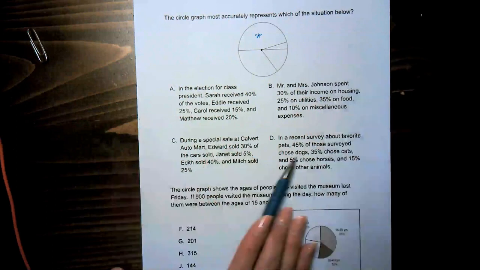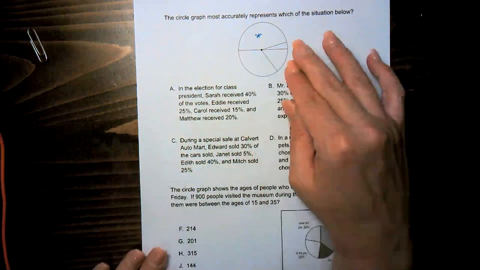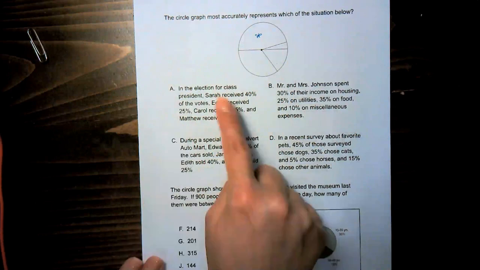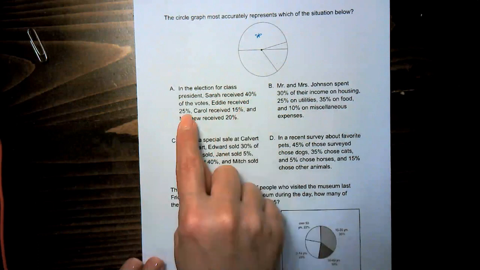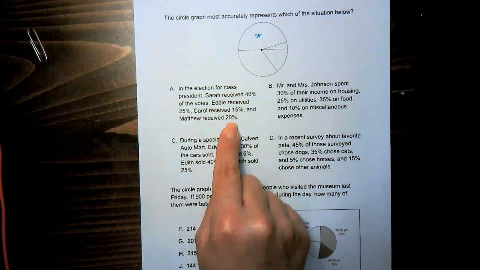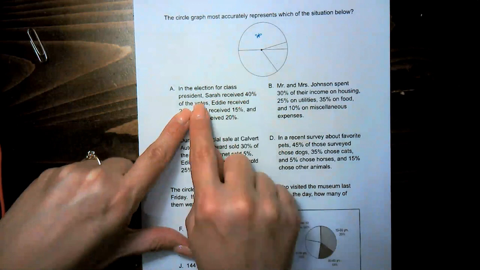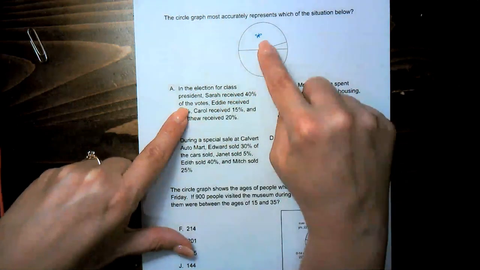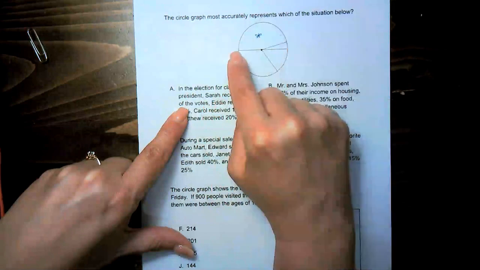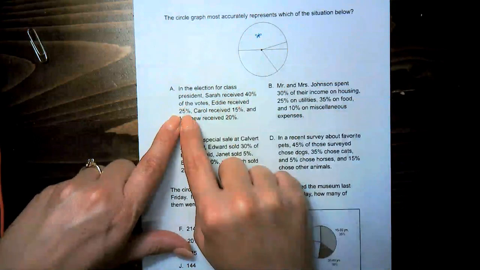So what we want to do is see which of these, A through D, could be represented by this circle graph. So look at A. In the election for class president, Sarah received 40 votes, Eddie received 25 votes, Carol received 15, and Matthew received 20. Okay. So let's look at the Sarah received 40 votes. That one actually could be my starred section, okay? Because 40, it's not quite half. Half the circle would have been 50%. So that one's okay.